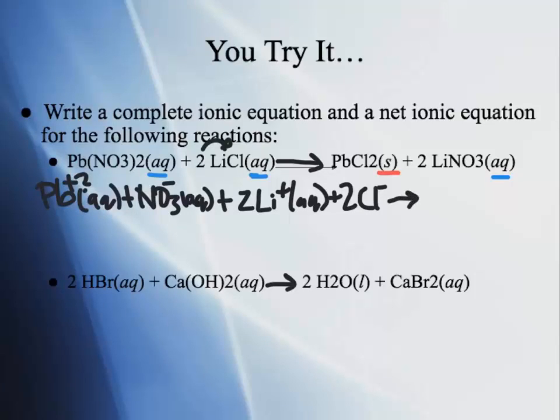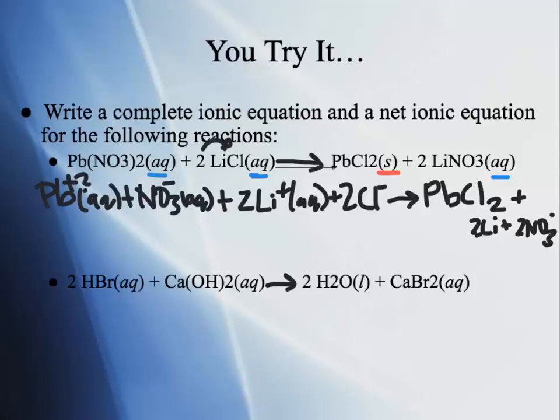Okay, and on the right hand side, PbCl2 is a solid, so we cannot break him apart. So he's going to stay together. All right, but we do have another aqueous, Li and NO3. Those guys are ions in the aqueous form. Okay, so that's our complete ionic equation where we break up all the AQs into the ions that form it.